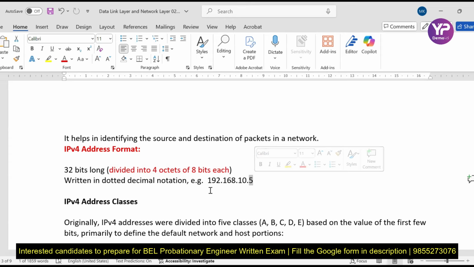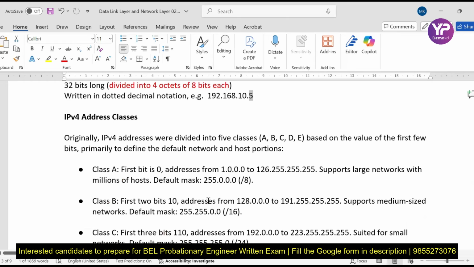Are you getting my point? Yes, sir. Always keep in mind the main points we discussed related to IPv4. One is that it is 32-bit, while IPv6 is 128-bit. IPv4 is divided into 4 octets, each of size 8 bits. In decimal form, the highest number is 255.